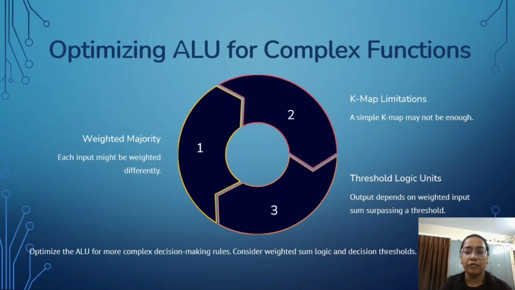Now, optimizing ALU for complex functions. First, K-map limitation, which is that a simple K-map may not be enough. Second is threshold logic units. Output depends on the weighted input, sum surpassing a threshold. Third is weighted majority. Each input might be weighted.